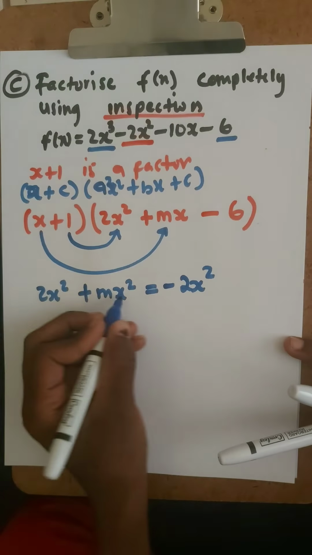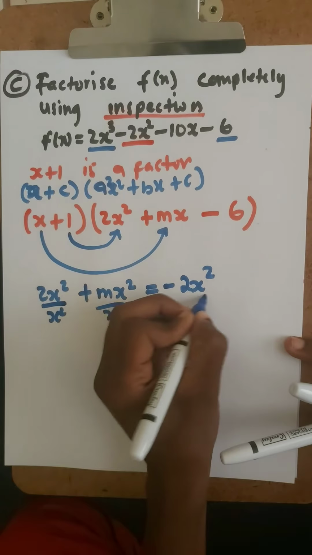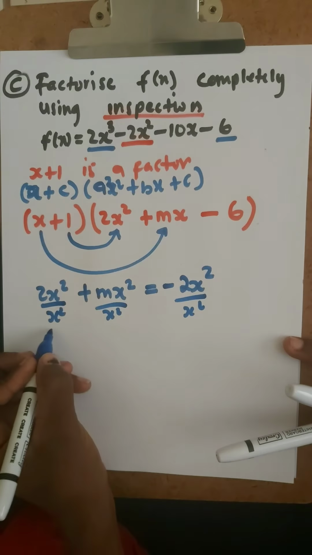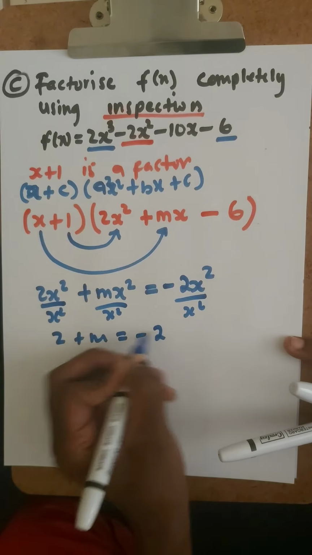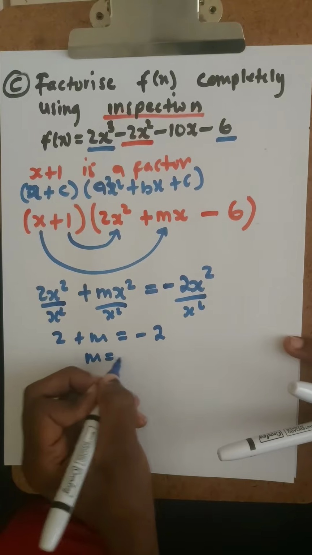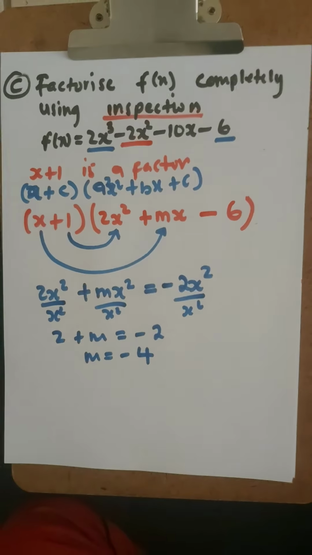How can we check x squared? You divide by x squared. So we get 2 plus m is equal to minus 2. Then when you solve, m is equal to minus 4. M is equal to minus 4.